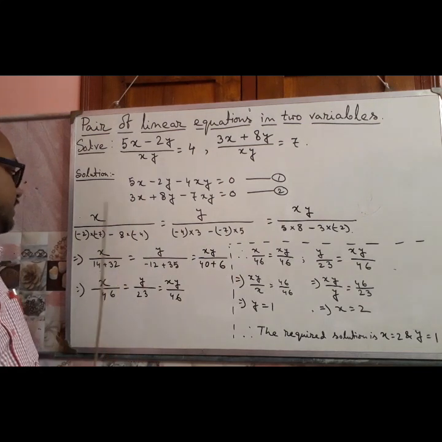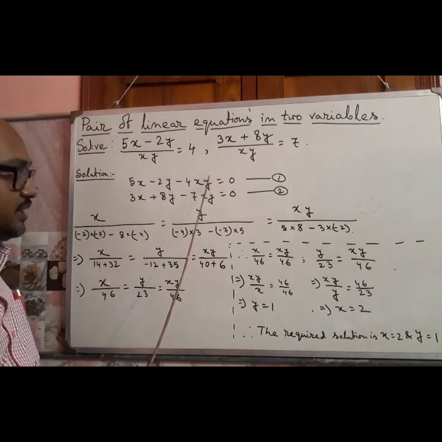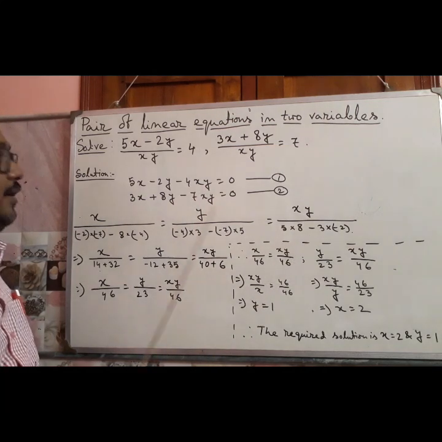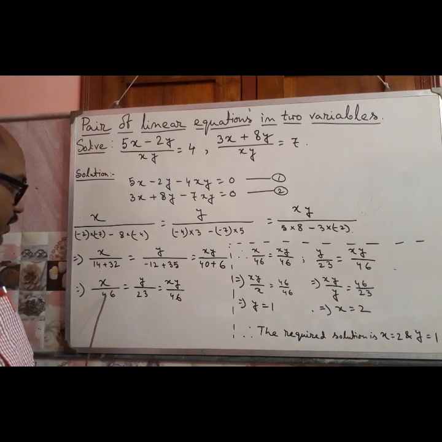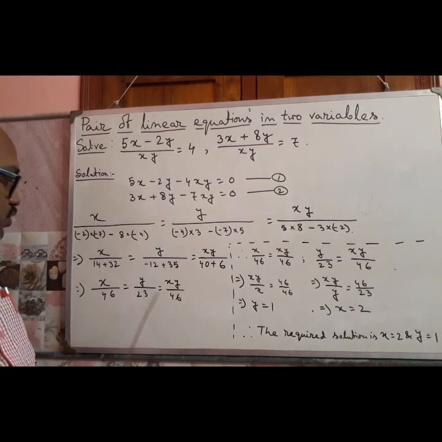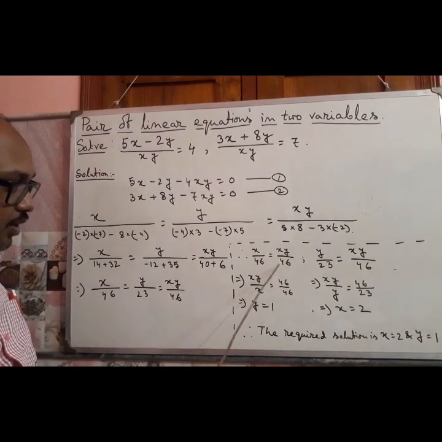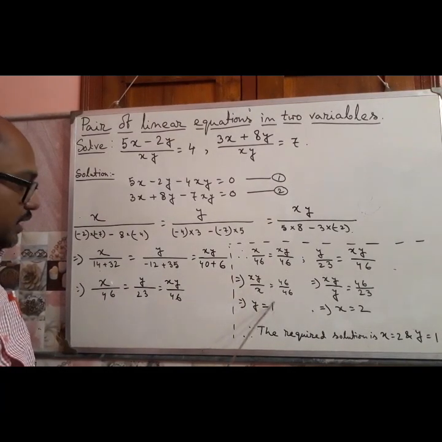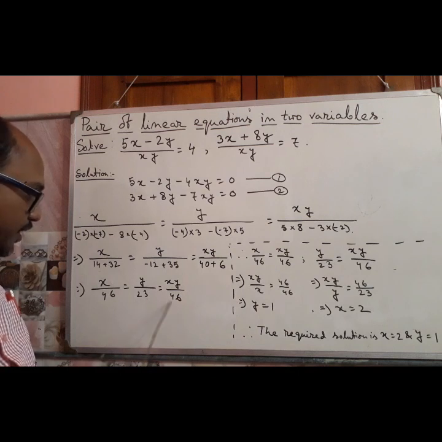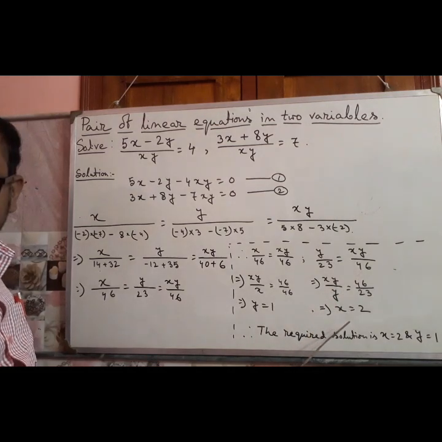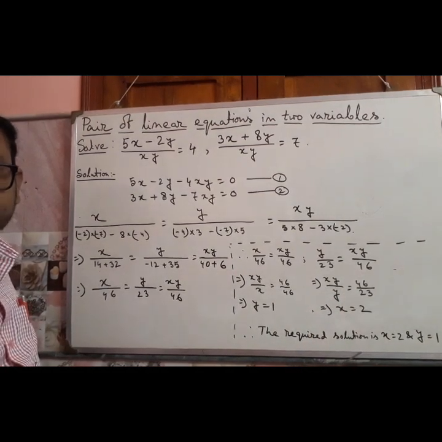Now by cross multiplication, x by y by, here you see instead of the constant term xy is there, so x, y, xy. Then by cross multiplication you will get x by 46 is equal to y by 23 is equal to xy by 46. Comparing x by 46 is equal to xy by 46, you will get y is equal to 1, and comparing y by 23 is equal to xy by 46, you will get x is equal to 2.